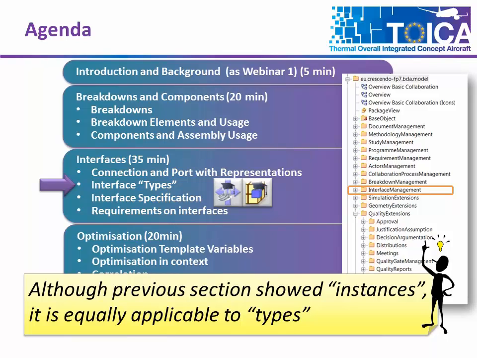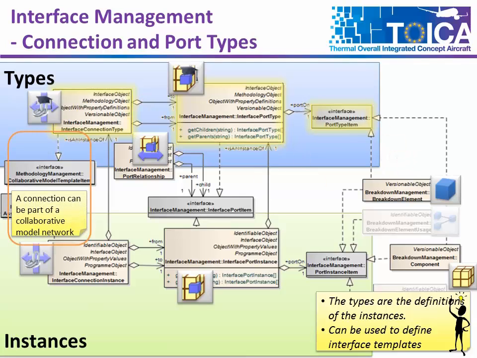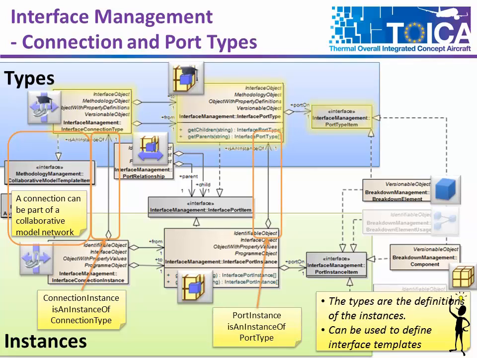Now we shall go on to interface types and how they are related to interface instances. The diagrams are mirrored horizontally across here to make it easier to understand. This diagram continues from the previous UML diagram we were looking at. The old objects we saw were on the bottom and the new objects are shown with yellow borders on the top. The interface connection type can be part of a collaborative modelling template, and an interface connection instance is an instance of the connection type. Similarly with port types and port instances.